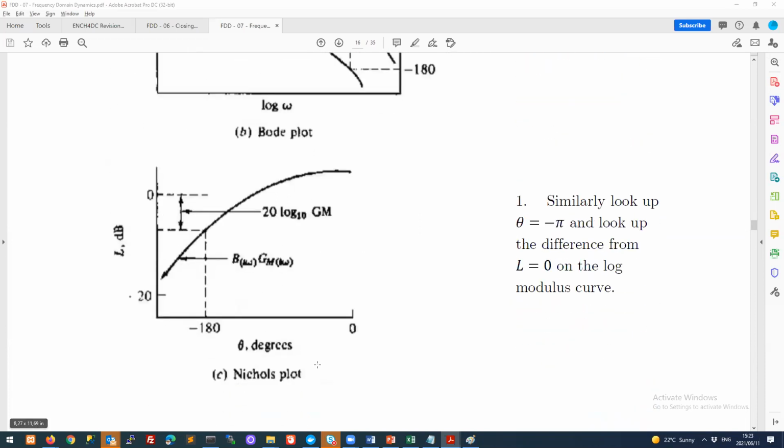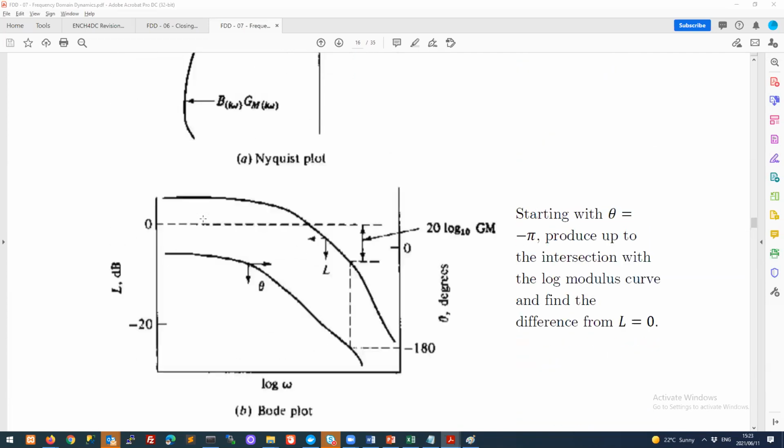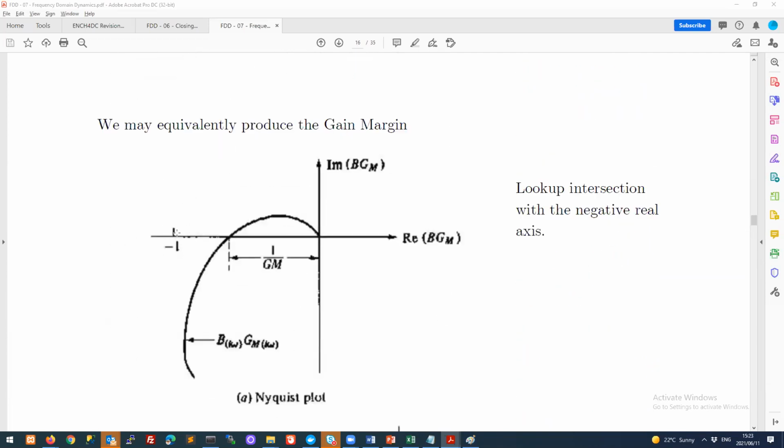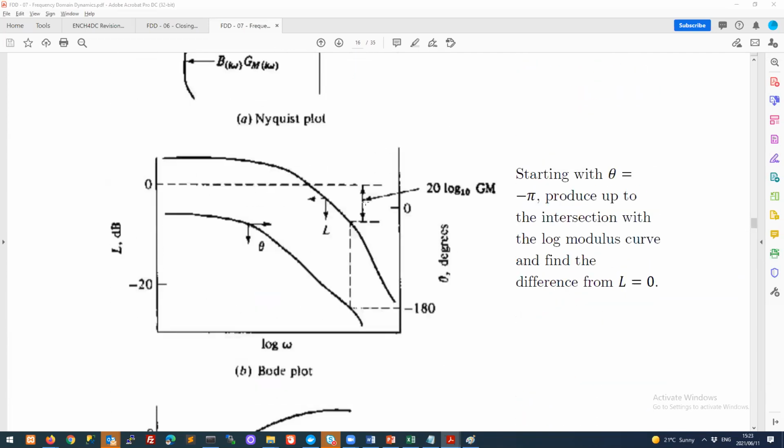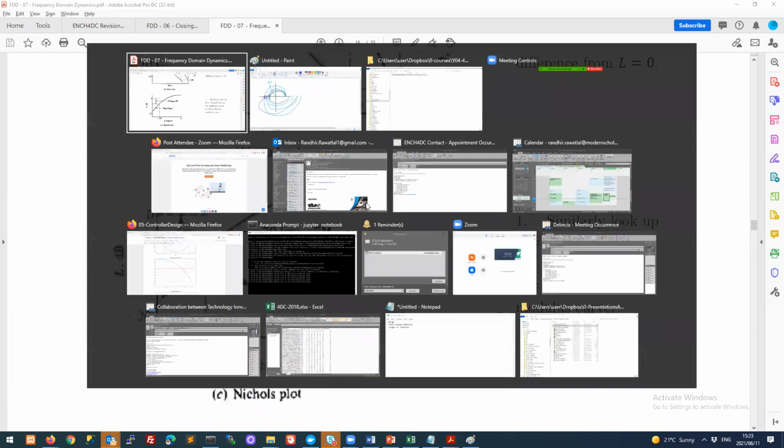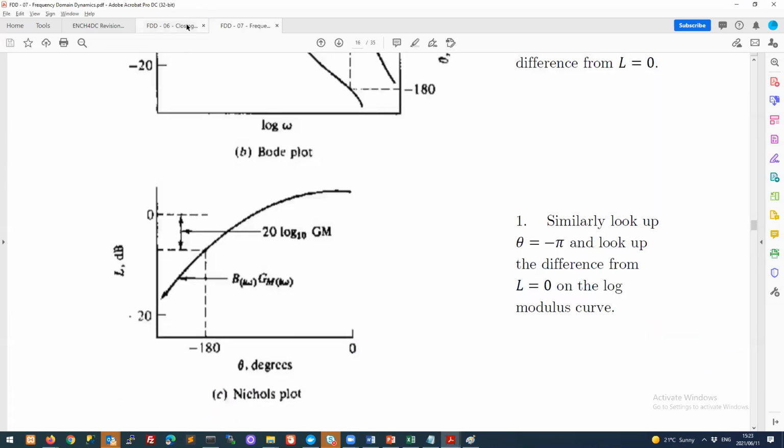And then you can do a similar thing for the Nichols plot. You can look for -180 on the angle and then produce that up. That gives you the corresponding L value, and then you look at the distance from 0 there. So again, it's all about how close we are coming to -1,0. And so let's have a look at the problem that's given here.